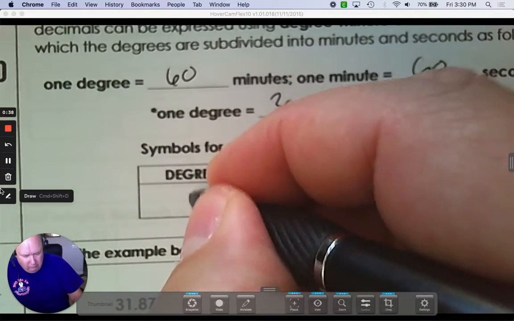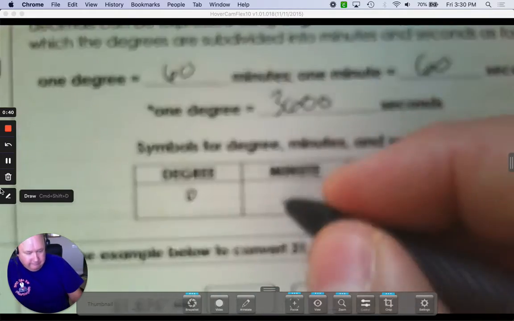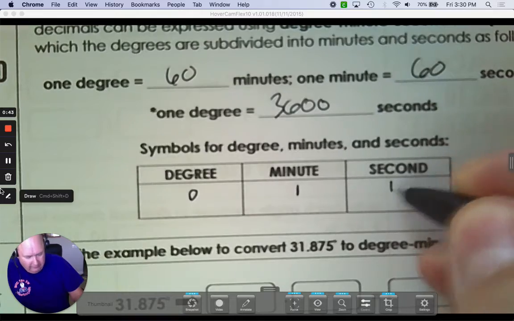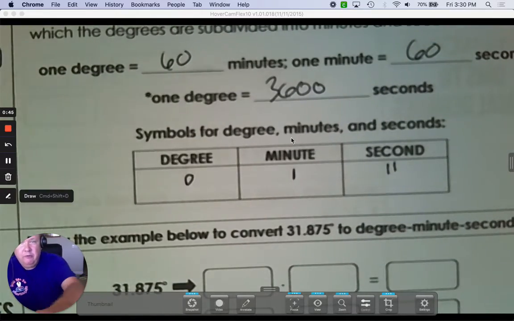What are the symbols we use? Well, we know the symbol for degree is that little circle. For minutes, we use 1 tick mark, and for seconds, we use 2 tick marks.